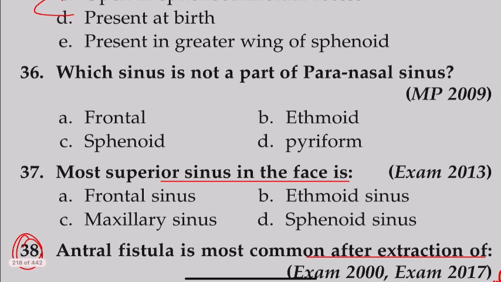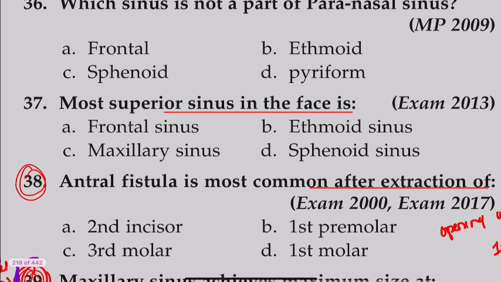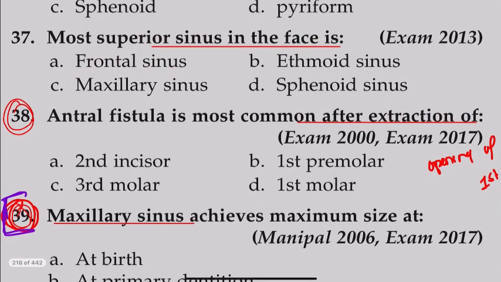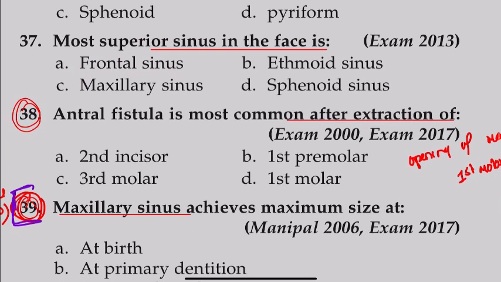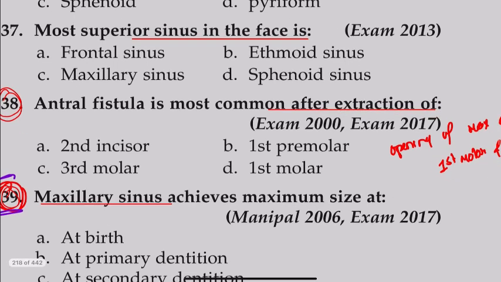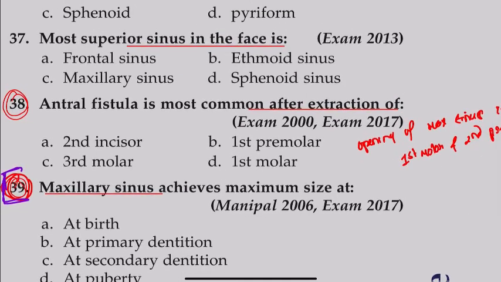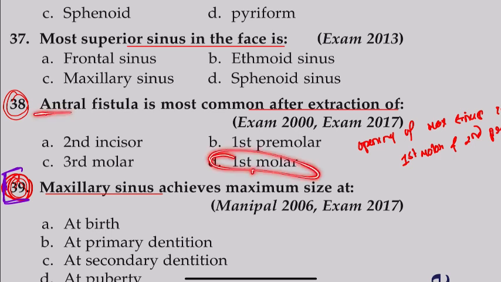Which sinus is not part of the paranasal sinuses? Frontal it is, sphenoid, ethmoidal, piriform is not part. What is the most superior sinus in the face? Okay, we know that is frontal sinus, right? Antral fistula is most common after extraction of which one? That is the first molar, right? First molar, antral fistula.